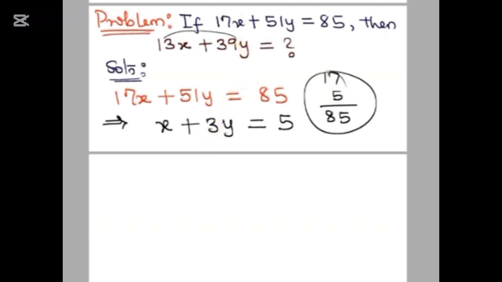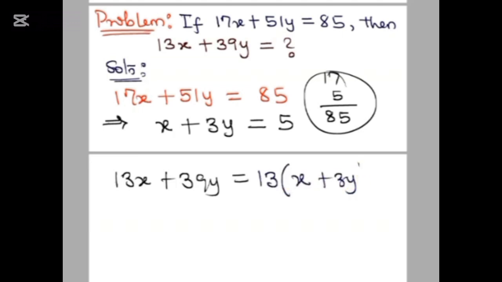So now the next question is to ask myself, is it possible to write this in such a way that I can get x plus 3y, so that by the time I now get that, I can now substitute that value as my 5. And of course you can see that 13x plus 39y is the same thing as, of course, if I factorize 13 here, I'm going to get x plus 3y.